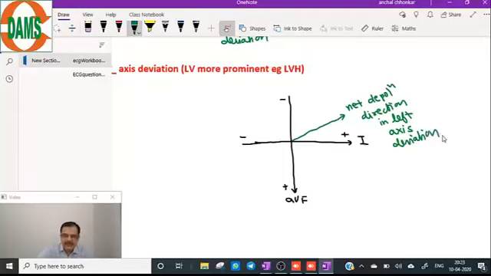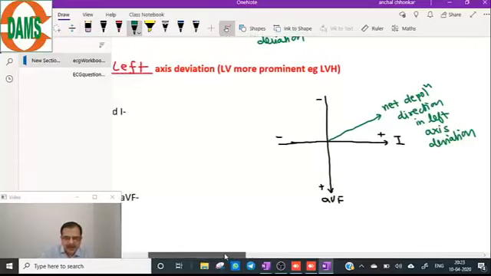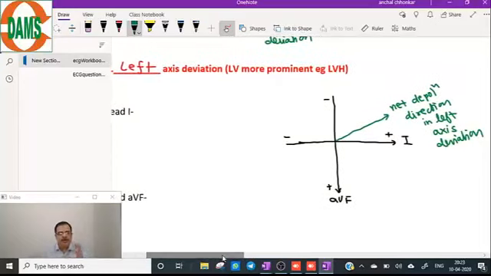Net depolarization direction. This occurs in left ventricle hypertrophy, and it will cause changes in the amplitude of lead 1 and AVF. So to get this axis, net depolarization direction in this quadrant, the lead 1 QRS complex should be positive. Yes, it should be positive.